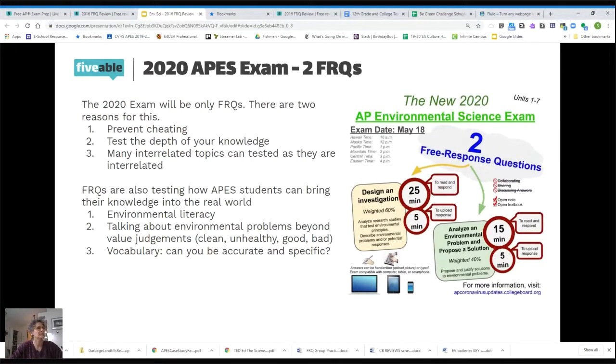So this exam in 2020, you probably have heard that it's all FRQs. Have you heard that it's weighted 60-40 between two of them? That's a little new and different. Yep, okay, that's why you're here, probably. So part of the reason why they've done that is to prevent cheating.